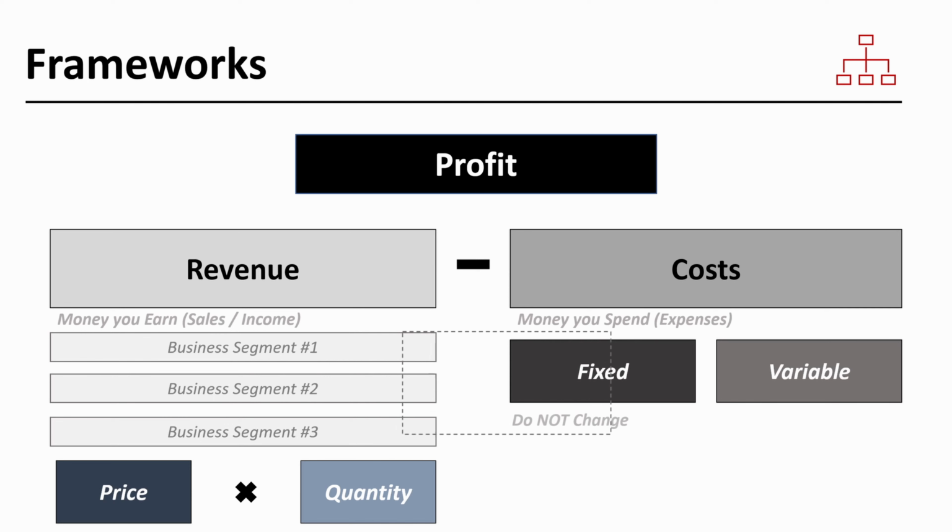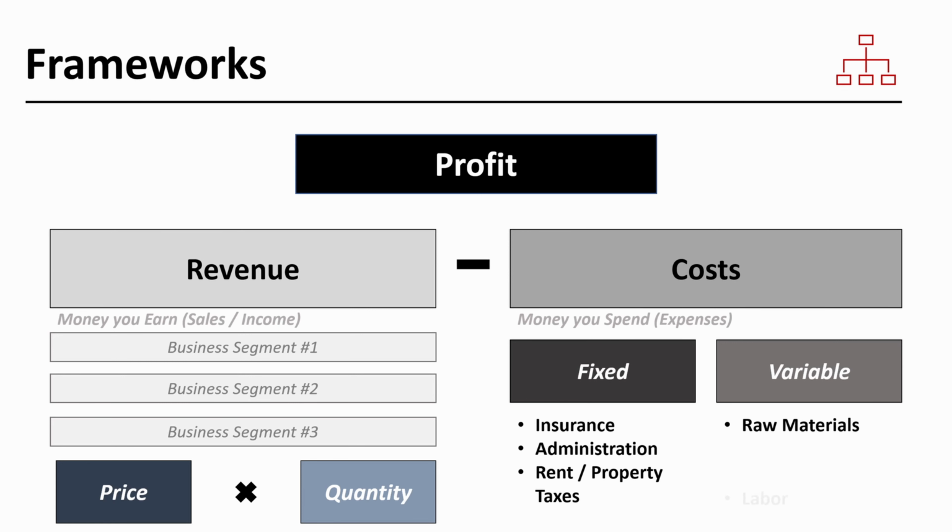Moving on to our costs, these are typically thought about in two main buckets: fixed and variable costs, with fixed costs not changing due to the quantity sold of the business, where variable costs increase with volume and are tied directly to the quantity sold of the business. Fixed costs may be insurance, administration, or rent or property taxes that are typically fixed, where variable costs are raw materials, labor, or applied overhead that contributes directly to the production process and varies with the quantity sold of the business.